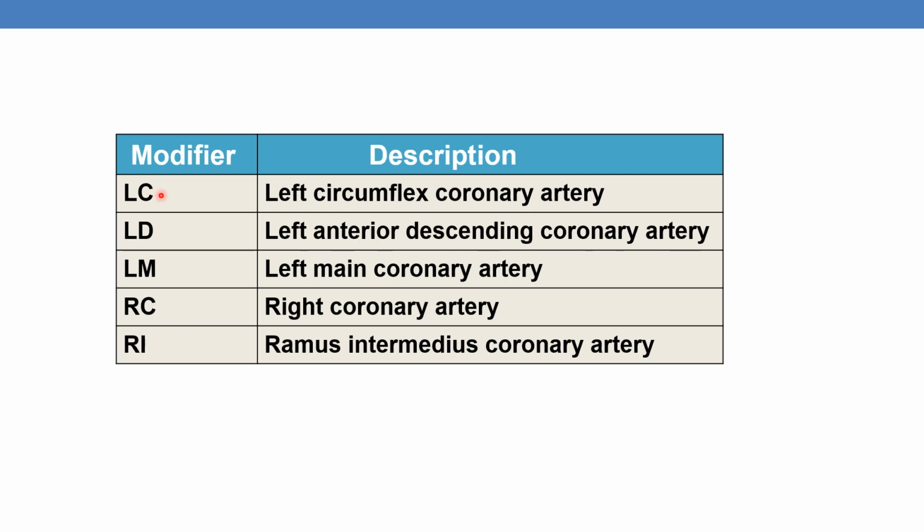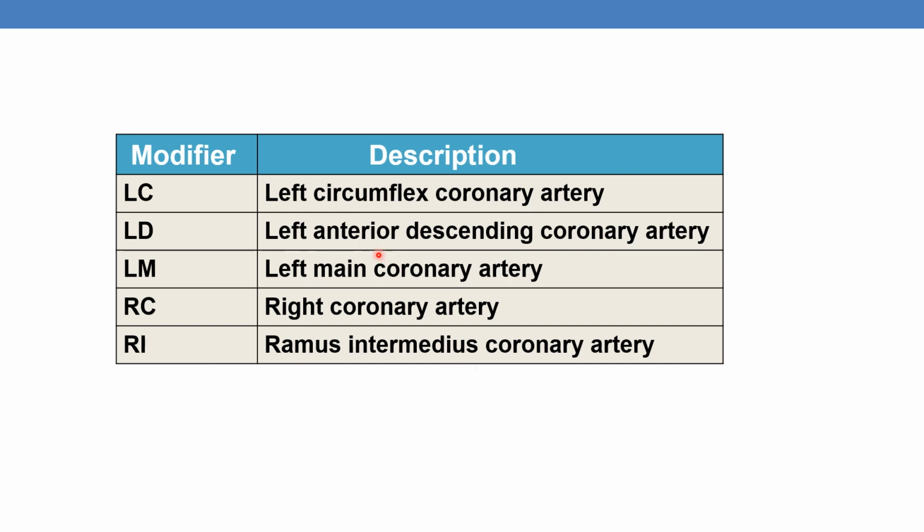These are LC. LC indicates left circumflex coronary artery. LD is indicated for left anterior descending coronary artery. LM is indicated for left main coronary artery. And RC is indicated for right coronary artery, and RI is indicated for ramus intermedius coronary artery.